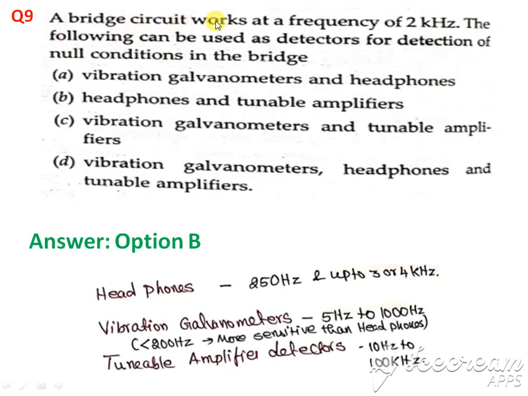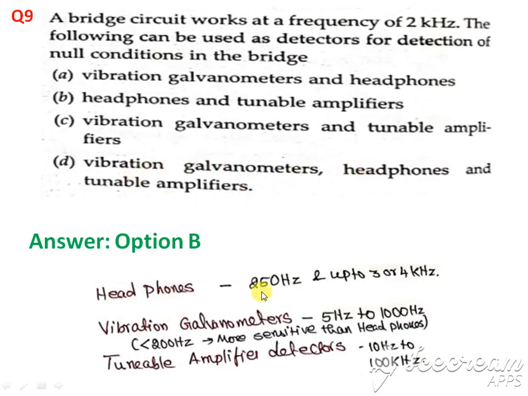A bridge circuit works at frequency of 2 kHz. The following can be used as detector for the detection of null condition. Option A, vibration galvanometer and headphone. Option B, headphones and tunable amplifier. Option C, vibration galvanometer and tunable amplifier. Option D, vibration galvanometers, headphones and tunable amplifier.